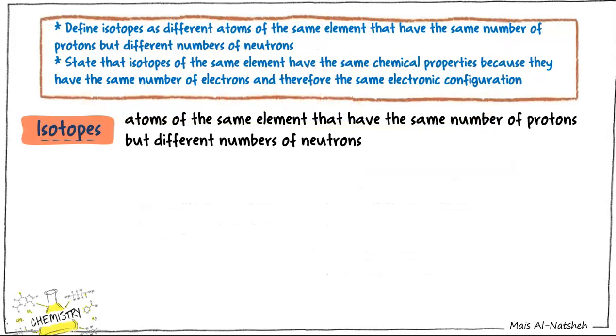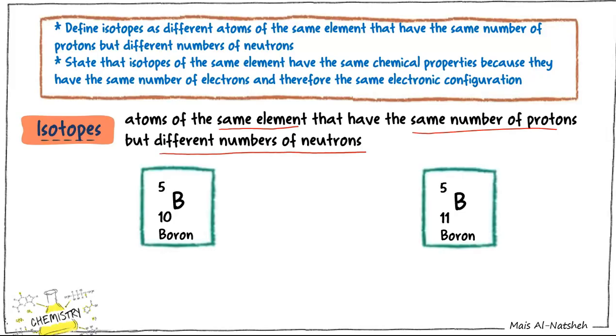First you need to define isotopes as atoms of the same element that have the same number of protons but different numbers of neutrons. Now, for most elements in nature, they are found as a mixture of isotopes. We have the same type of atoms, all with the same number of protons, but they have a slight difference in their masses. For example, boron in nature exists as a mixture of two isotopes.